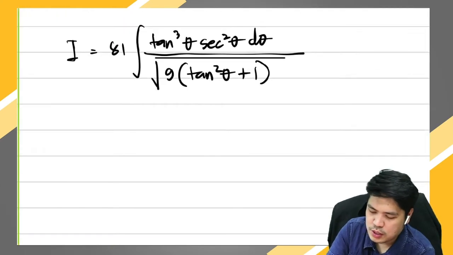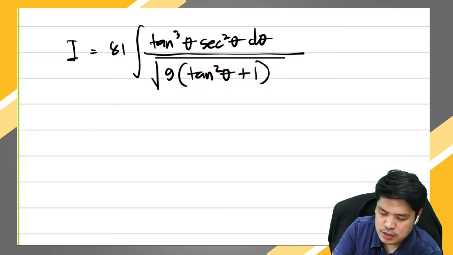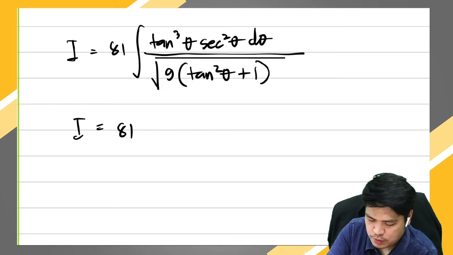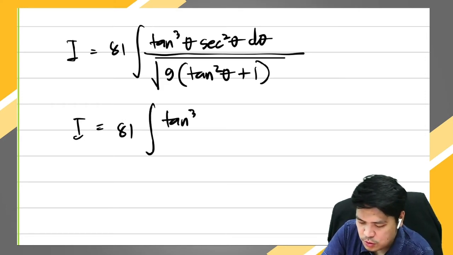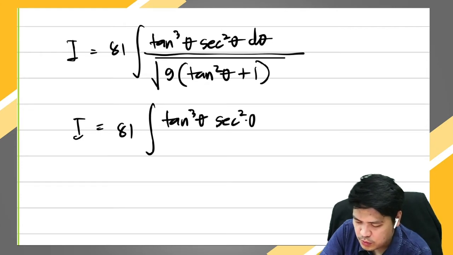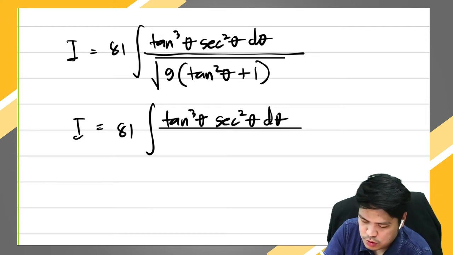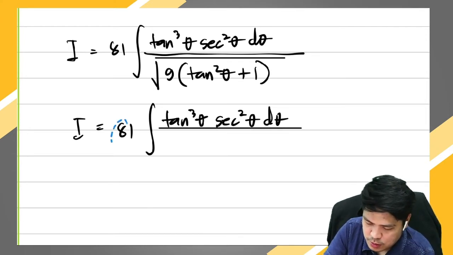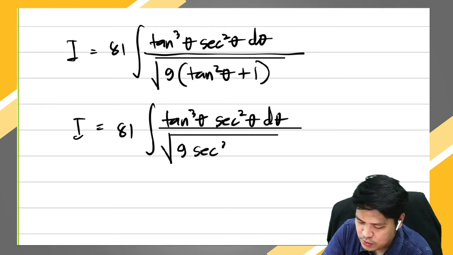And we know that tangent squared theta plus 1 is secant squared theta. So therefore, our integral, or I, becomes the integral of tangent cubed theta secant squared theta d theta over, sorry, the 9, we can just take the 9 out. Oh no, the square root of 9 is 3. Okay, later. That would be the square root of 9 secant squared theta.